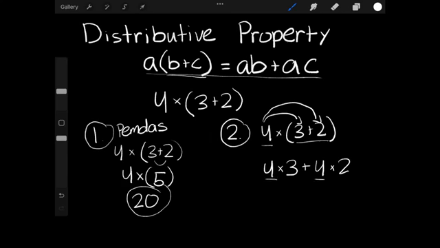So now we're going to use PEMDAS again and solve multiplication first. 4 times 3 is 12, plus 4 times 2 is 8, and 12 plus 8 is 20. So notice how we get the same answer. So why would we ever need to use distributive property?